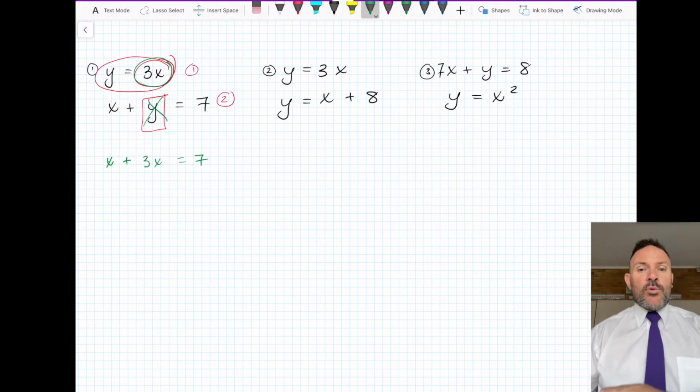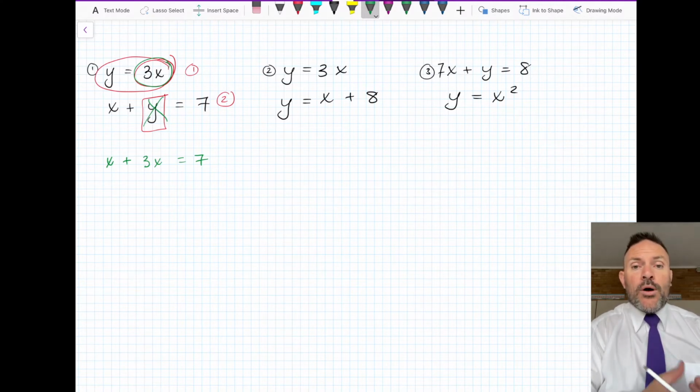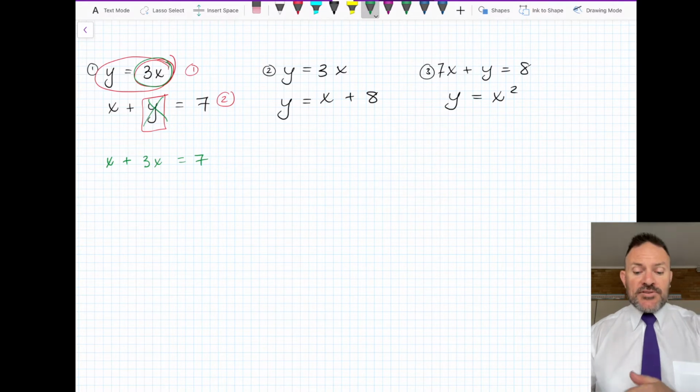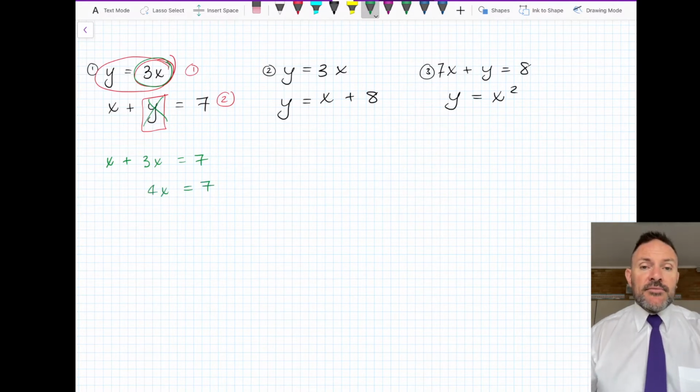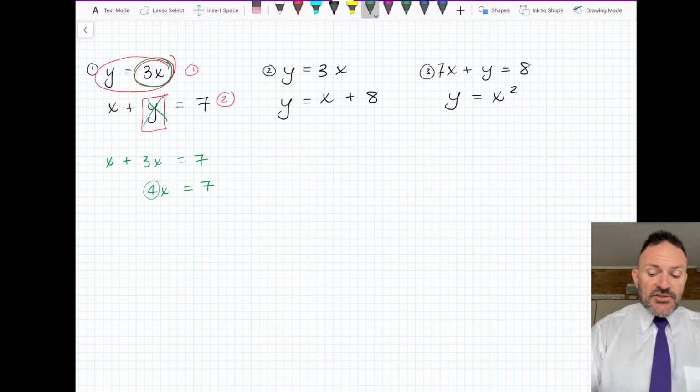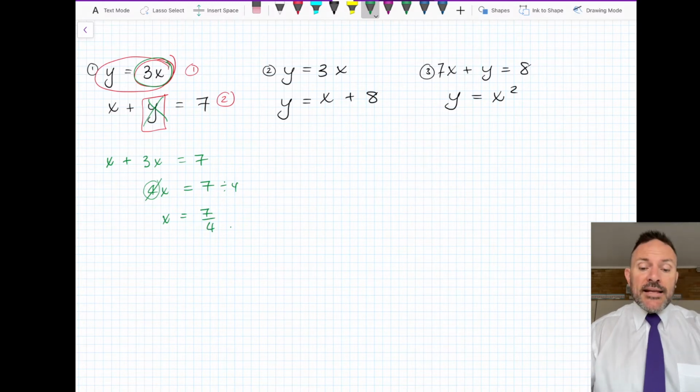Can you see why we've done that? Well, hopefully you can see that now we only have one variable, one pronumeral, to solve for. x plus 3x equals 4x. So 4x equals 7, okay? And now all I need to do to find my solution is divide by the 4. And I get not a very nice solution, albeit I get 7 over 4 as my answer.